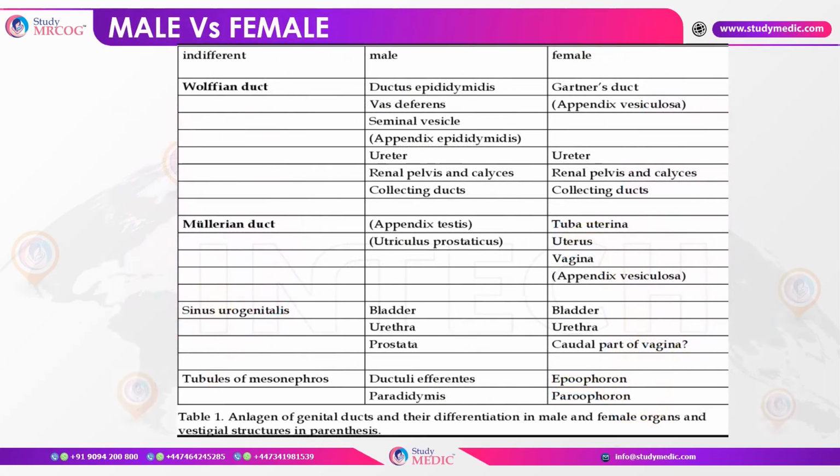Now this is how the differentiation or the development takes place in the males and females. In male, we know the predominant duct is the Wolffian duct, which leads to the development of the epididymis, the vas deferens, the seminal vesicle, the ureter, the renal pelvis, calyces and the collecting ducts. The similarity which is seen in the females is the Wolffian duct is going to give rise to the ureter, the renal pelvis, calyces and the collecting ducts. However, the vestigial structure that is formed is the Gartner's duct.